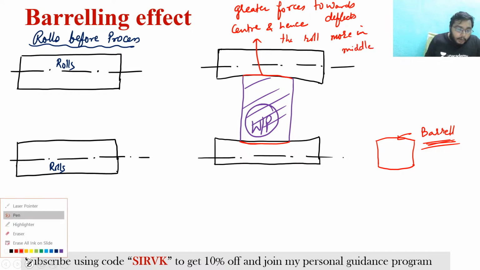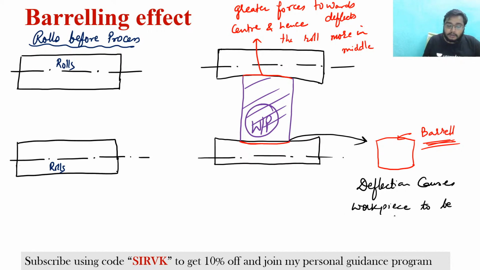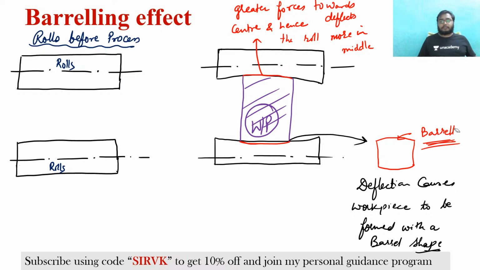And see, what we can understand from this is that deflection causes the workpiece to be formed with a barrel shape. Okay.